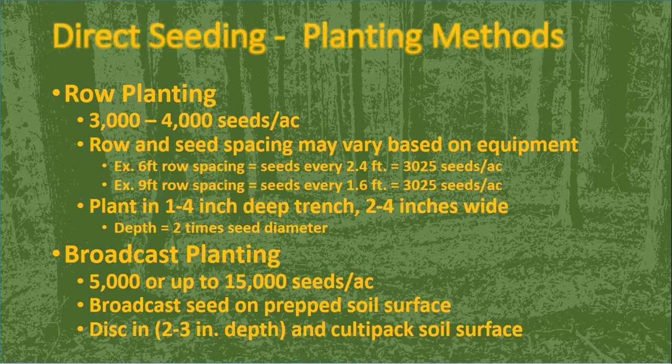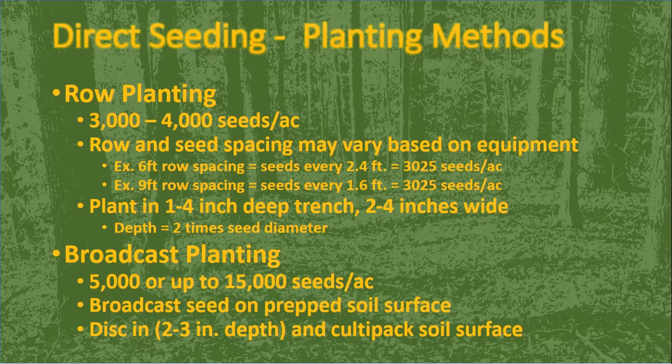The first example is a 6-foot row spacing, where we'd have seeds in each row 2.4 feet apart, and that would equal roughly 3,000 seeds per acre. In the second example, we'd have a 9-foot row spacing, and then within the row, we'd have to narrow that spacing down to about 1.6 feet apart to get our roughly 3,000 seeds per acre. So everything's a little bit adjustable in this method, and sometimes that's really dictated by the equipment we might use.